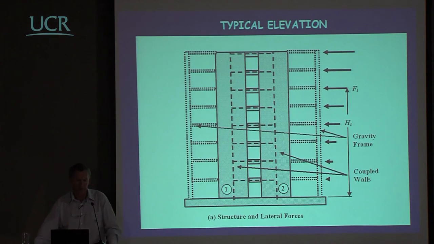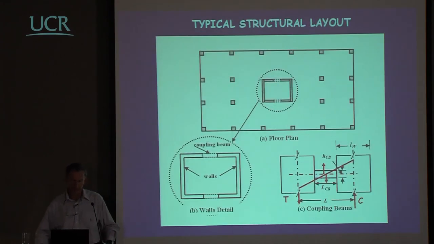Let's look at the sort of animal that we're talking about in general. We're typically talking about a structure which contains a gravity frame and floor slabs, plus coupled walls, which in plan view perhaps contain the shear core, which provides the strength resistance, but also provides the facilities such as lifts and toilet facilities and so forth.